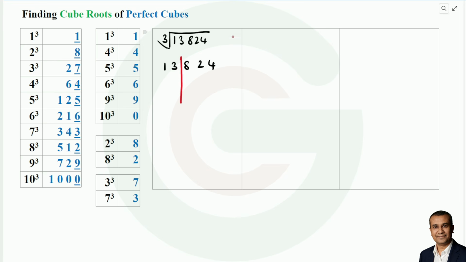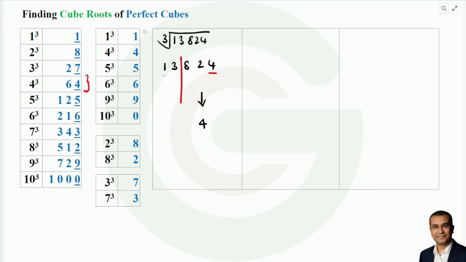Step number 2, observe the last digit which is 4 and correlate with the perfect cubes that are given on the left hand side. Here the last digit is 4 and the cube of 4 also ends with the digit 4. So therefore here we can write 4. So this given number is going to end with the digit 4.